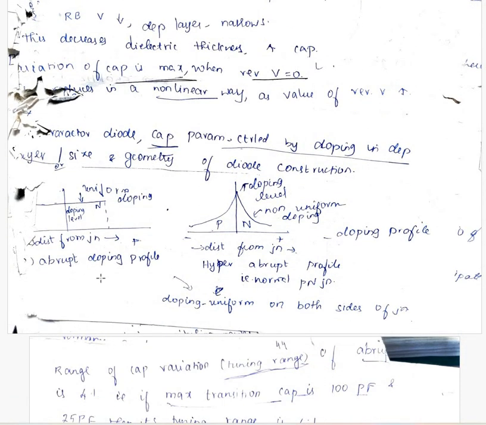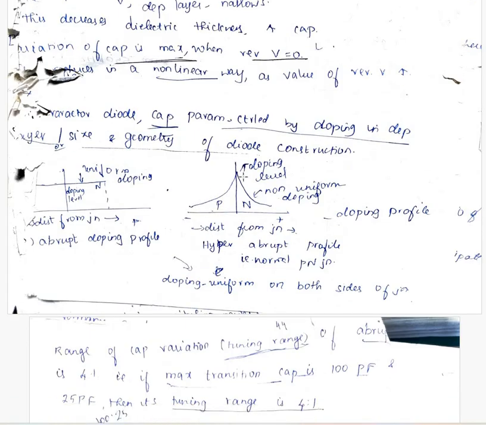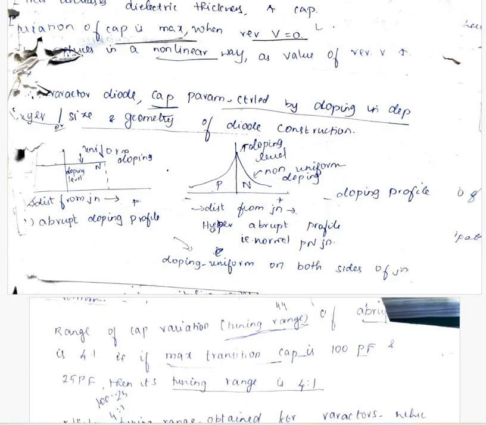For the abrupt doping junction, the doping is equal in the P and N regions. Then we have the hyper abrupt doping junction, where the concentration of charge carriers is maximum in the center of the P and N, and on the sides the concentration reduces exponentially.